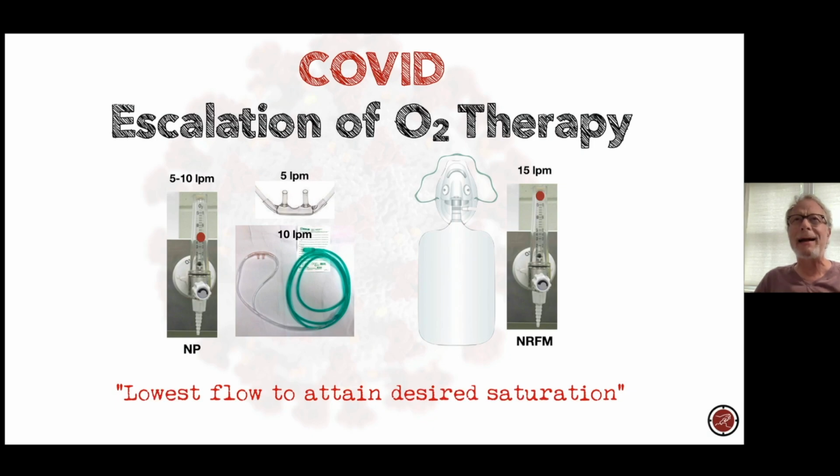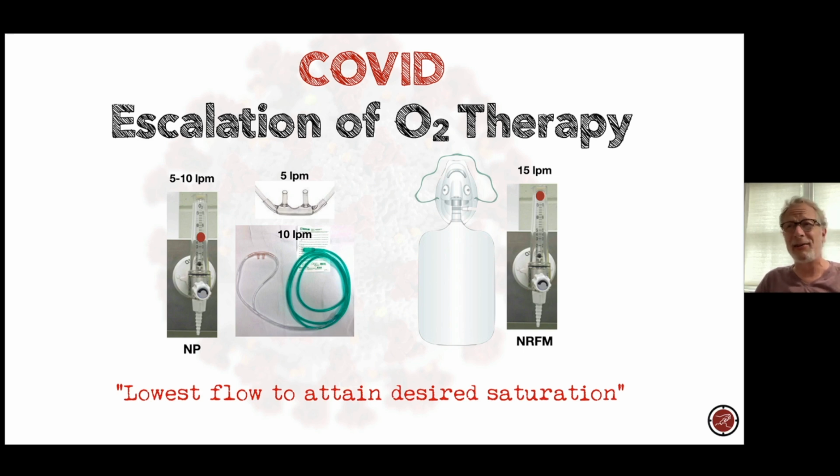Now, if we look back at the beginning of COVID, there was something weird about 6 liters. As soon as you were given more than 6 liters of flow, there was something terrible that was going to happen. And that was the primary trigger point for aggressive airway management and intubating these patients. Nobody really knows where that came from.